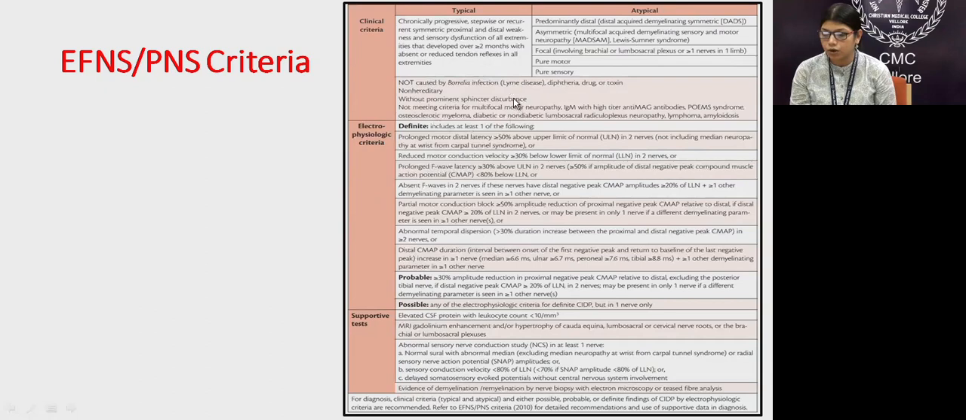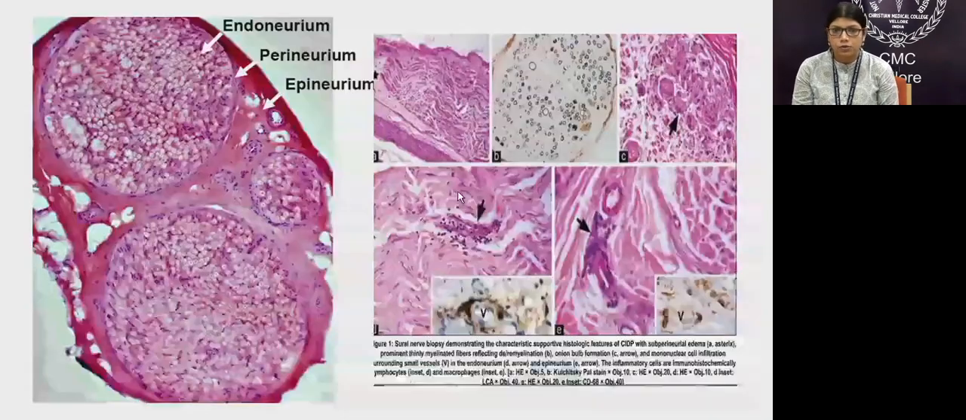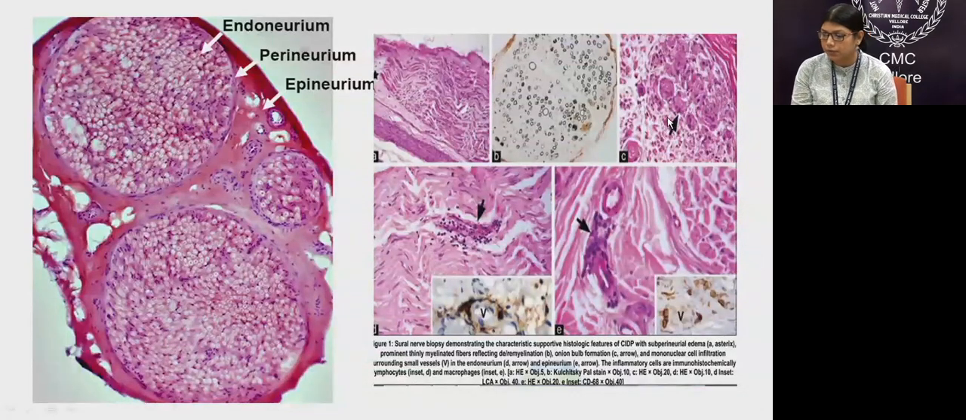And here we have to rule out that there should not be bowel bladder involvement. There should not be an underlying gammopathy or MGUS or any form of myeloma, and it should not be caused by any underlying infection. I'm not going into detail on the EFNS/PNS criteria. Biopsy-wise, the characteristic finding we have heard of is onion bulb formation because of the myelin degeneration. And here, this is the myelin staining, which shows the reduction of the myelinated axons.